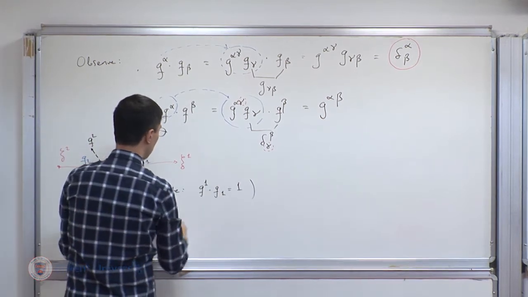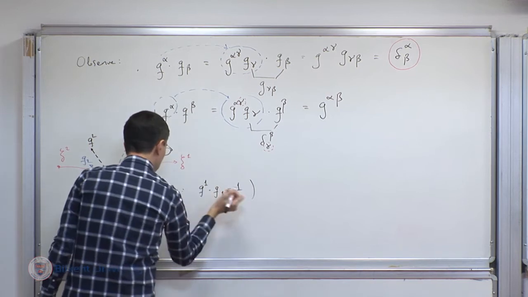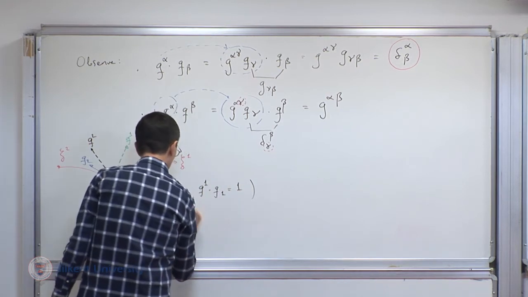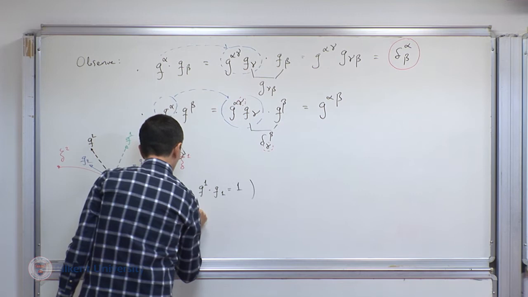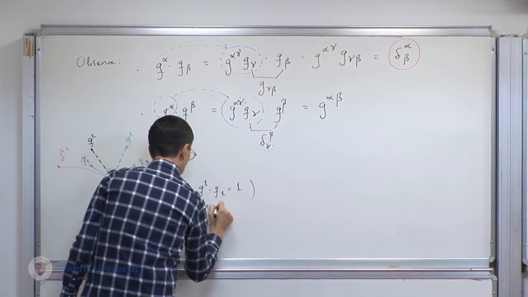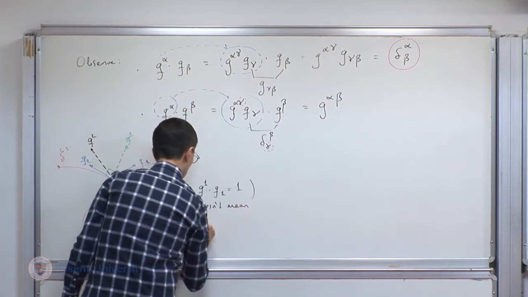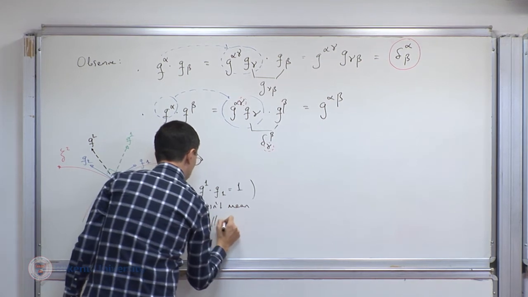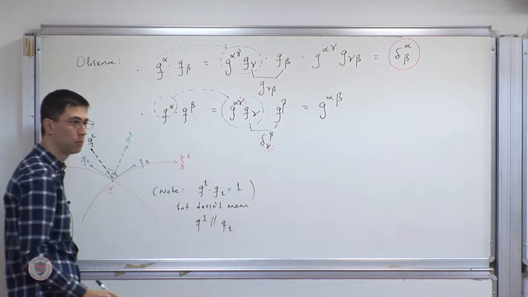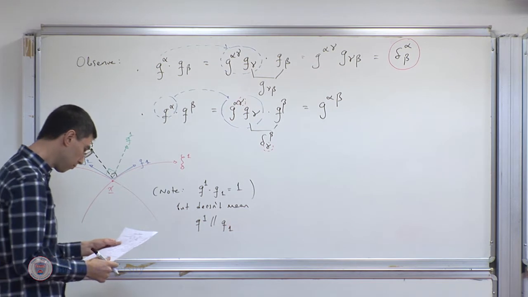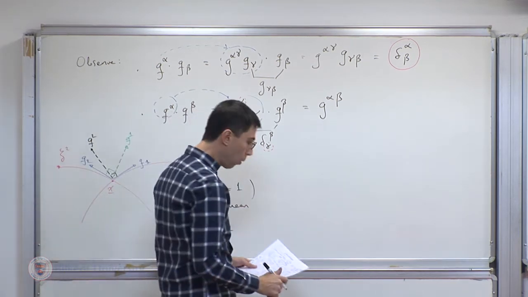So this is the picture I have. I just wrote this, and let me highlight that note. This doesn't mean G superscript 1 is parallel to G subscript 1. Okay. All right.